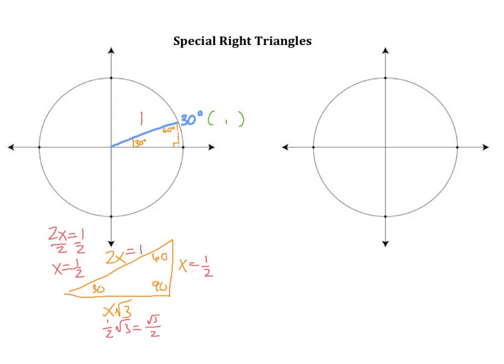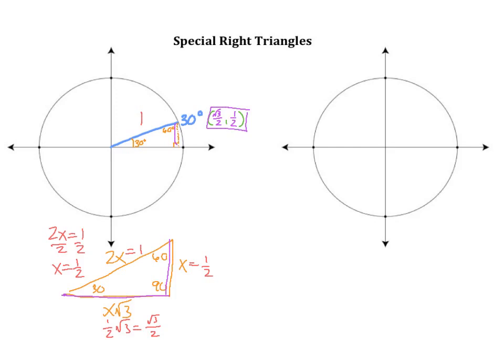Now, if you guys notice, my origin starts here on my unit circle. This is my x value. So my x value is going to be square root of 3 over 2. And then this is my y value going up. So my y value is going to be 1/2. This is the ordered pair for 30 degrees.